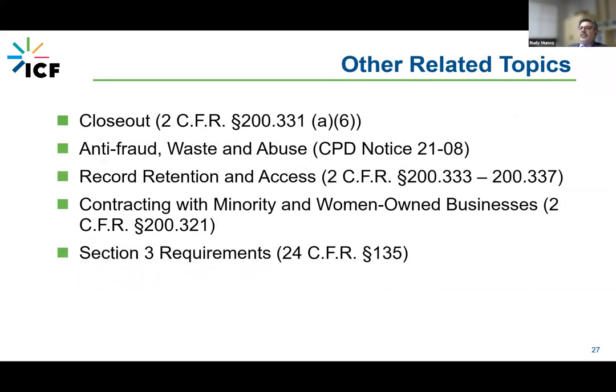So when discussing federal award requirements, we also need to consider some other related topics, and this includes closeout, which can be found at 2 CFR Part 200, subsection 331. We want to consider anti-fraud, waste, and abuse requirements, which are in the Federal Register notice. The records retention and access requirements, which again are in 2 CFR Part 200.